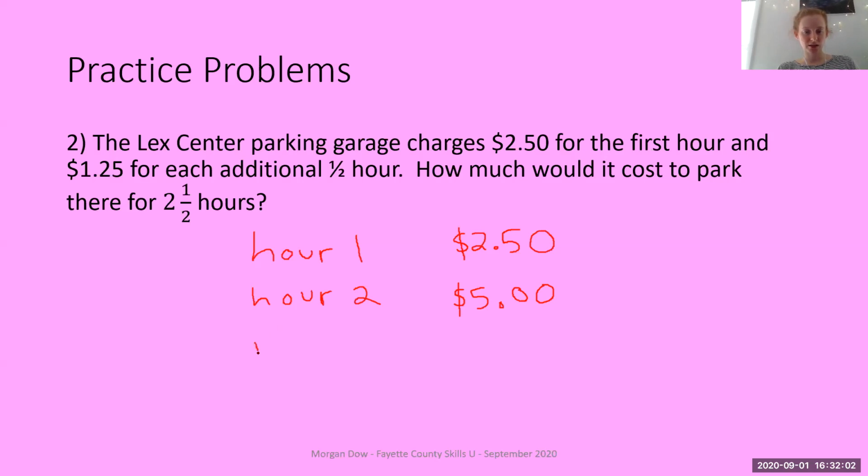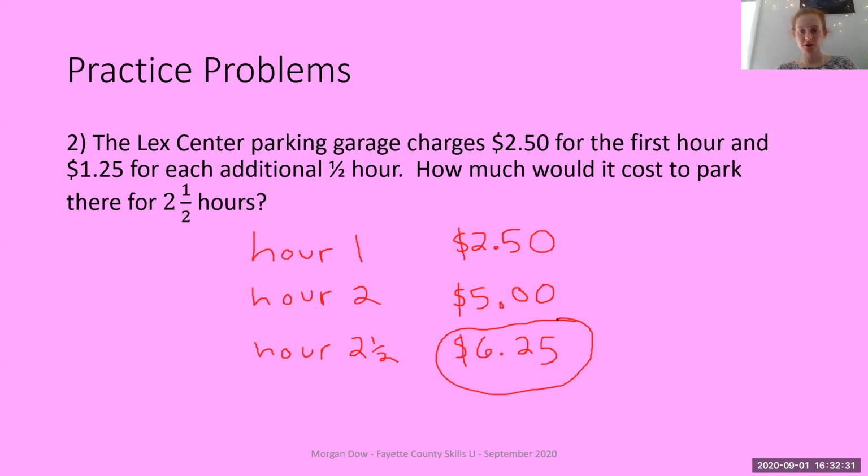Now we've got the last half hour remaining, so 2.5 up to the end of our time. Well, it's going to be another $1.25 on top of that, right? So we're going to end up with $6.25. We're going to have spent $6 and 25 cents at the end of our 2.5 hours.